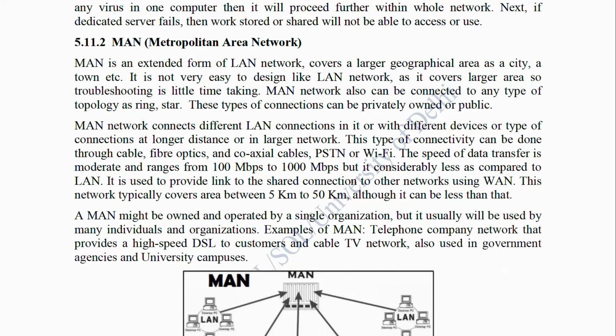5.11.2 MAN, that means Metropolitan Area Network. MAN is extended from a LAN network, covers a larger geographical area such as a city, a town, etc. It is not very easy to design like a LAN network as it covers a larger area, so troubleshooting is a little time taking. MAN network also can be connected in any type of topology such as ring, star. These types of connections can be privately owned or public.